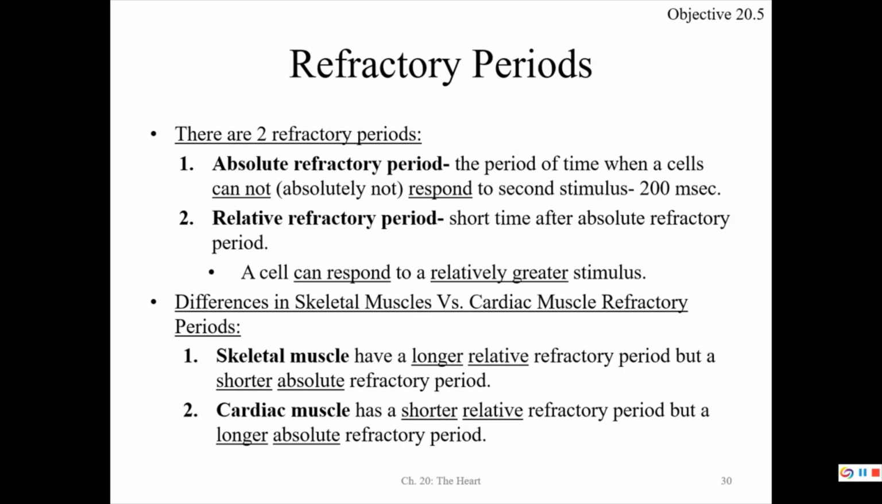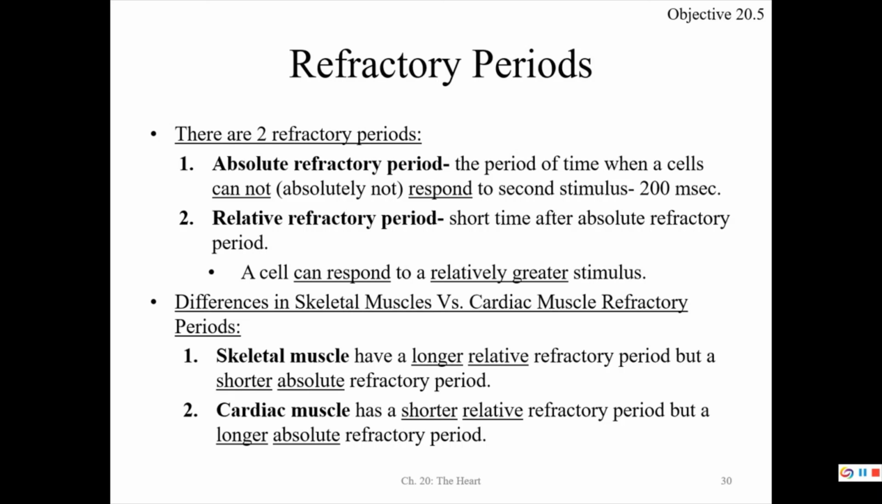The relative refractory period is the time when the cell can respond, but it has to be with a relatively greater stimulus than before. For example, skeletal muscles have to be stimulated rapidly and repeatedly to maintain tension. So they have long relative refractory periods so that they can be stimulated rapidly, and short absolute refractory periods, a very short amount of time when they can't be stimulated again. So think of skeletal muscles as rapidly firing to maintain tension.